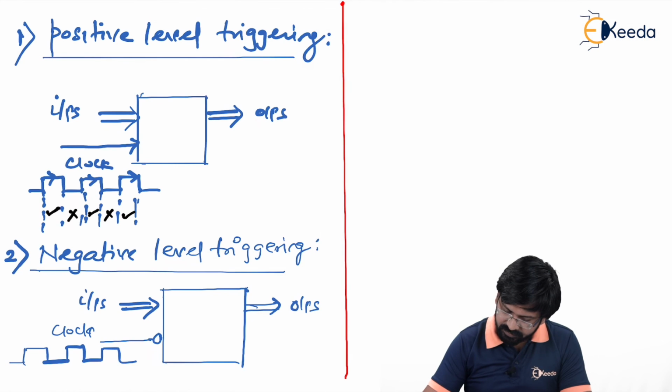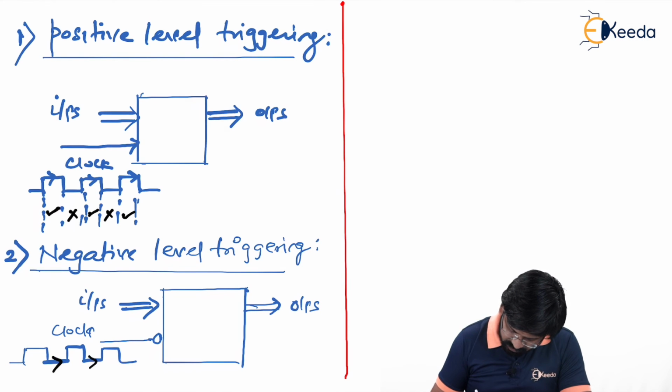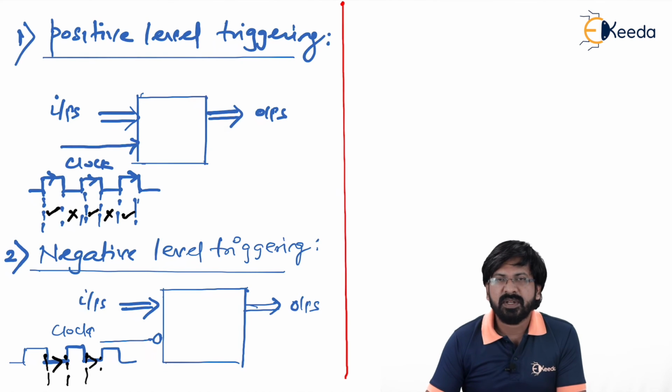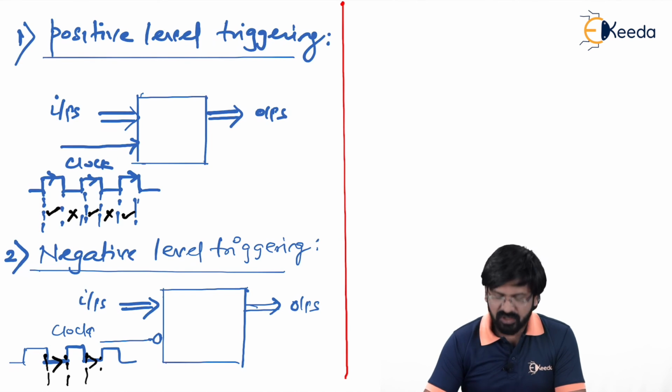That is, as you can see, during this time only outputs are changed. So even though some input is given, it is reflected into output only during negative levels of the clock, and therefore such a device is called a negative level triggered device. Now we shall see what happens in edge triggering.